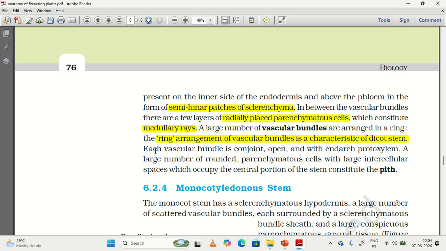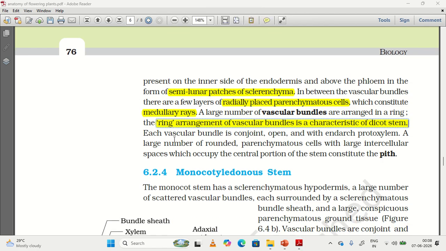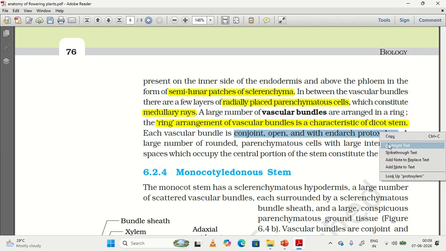Okay, and each vascular bundle is conjoint, open with endarch protoxylem. Conjoint means the xylem and phloem are present on the same radius. Open means we can see cambium between the xylem and the phloem, and endarch means the protoxylem is towards the pith and the metaxylem is towards the outside.